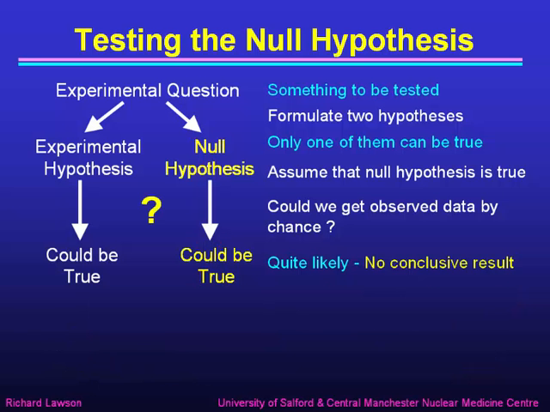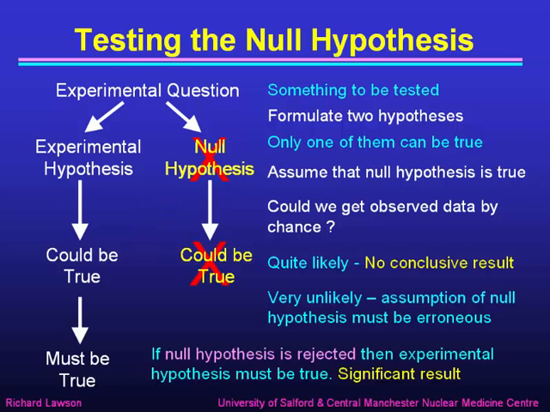But note, if we get the opposite result, that the data is quite likely to have been observed by chance, then we cannot rule out the experimental hypothesis and say the null hypothesis is true, because we know the null hypothesis is likely, but we have no reason to say that the experimental hypothesis couldn't be likely as well. So this is an inconclusive result. It simply means we don't have enough evidence to say either way. The only conclusive result is one in which we can rule out the null hypothesis.